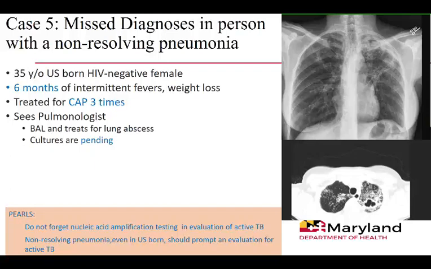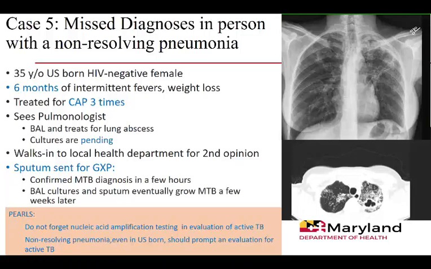Given the recurrences, she came to the local health department for a second opinion. At that time, sputum was sent for nucleic acid amplification testing, and a diagnosis of tuberculosis was made within a few hours. The BAL results did eventually come back positive for Mycobacterium tuberculosis several weeks later. But I share this case to once again reiterate the importance of nucleic acid amplification testing, including in individuals in whom there is initial sputum smear negativity, because it can allow for more rapid diagnosis of active TB disease.